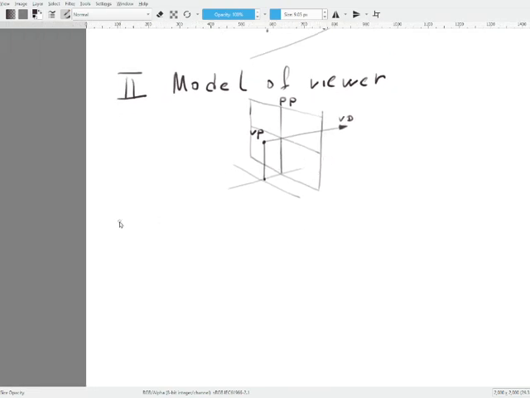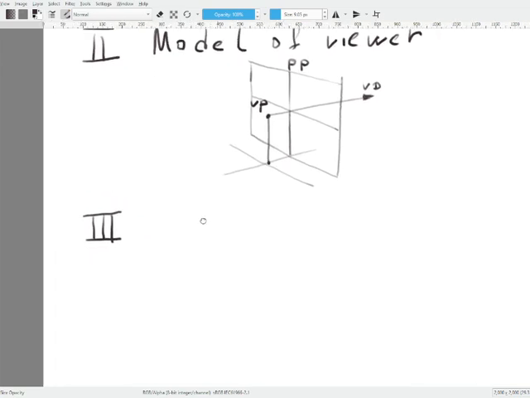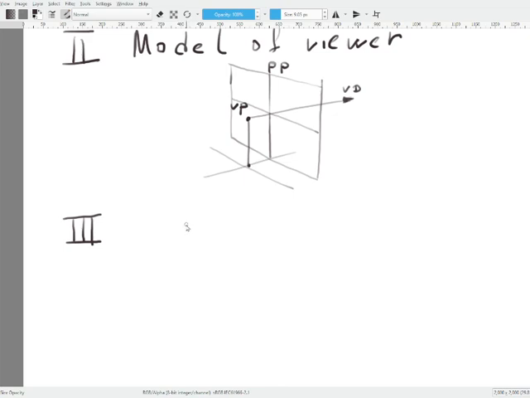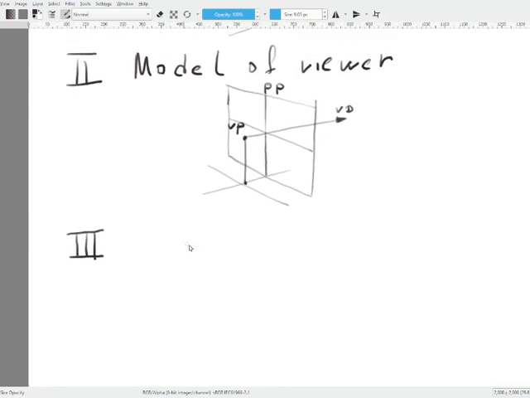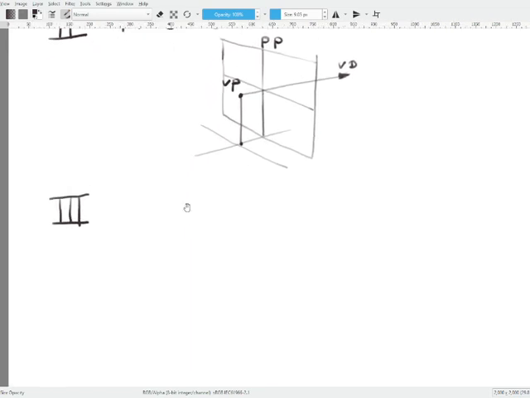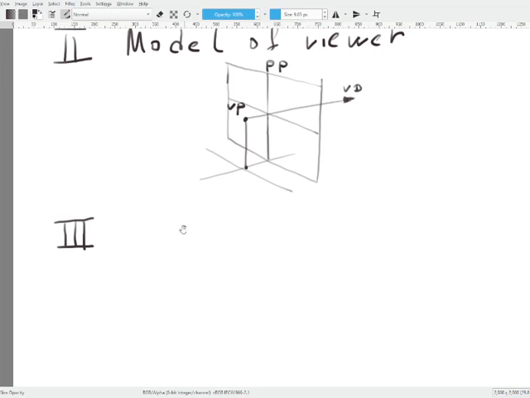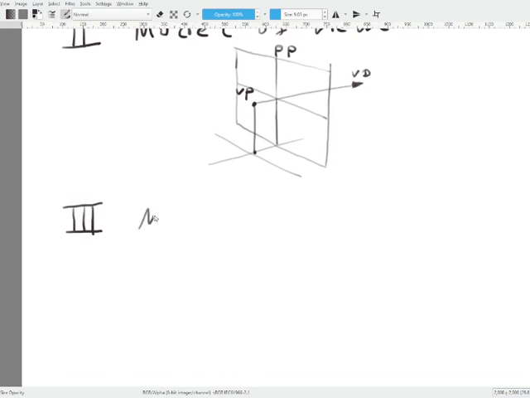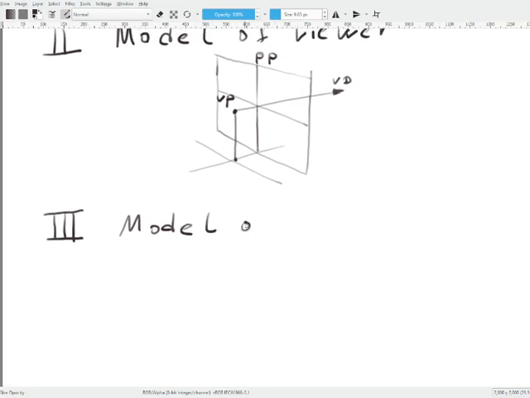Finally, we have to make up a model of actual seeing, of the process of vision. How to capture a frame of objects onto our picture plane. This model is very simple.